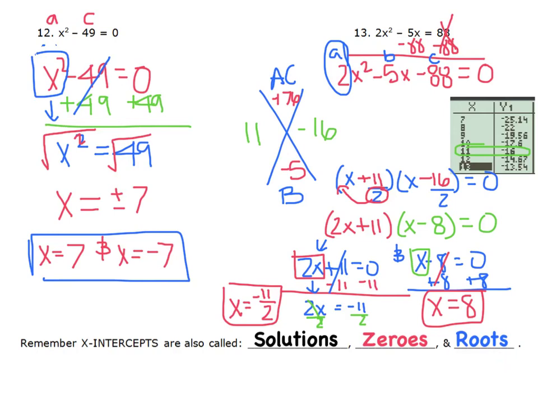The whole purpose of today was to find the x-intercepts. Okay, so if they ever say, find the solutions of the quadratic, they're talking about what are the x-intercepts, what are the zeros, what are the roots. Remember, there's always three options. There's either only one answer, there's two solutions, or there are no solutions.